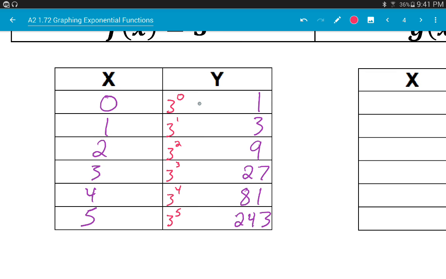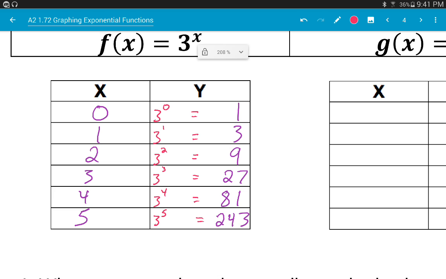Well, anything to the 0 power is, you guessed it, 1. 3 to the first power is itself, which is 3. 3 squared is 9. 3 to the third is 3 times 3 times 3, which is 27. 3 to the fourth is that times 3, which is 81, and times 3 again gets me 243. So these are the points that we can graph. Let me erase all this. The points are (0, 1), (1, 3), (2, 9), (3, 27), (4, 81), and (5, 243).